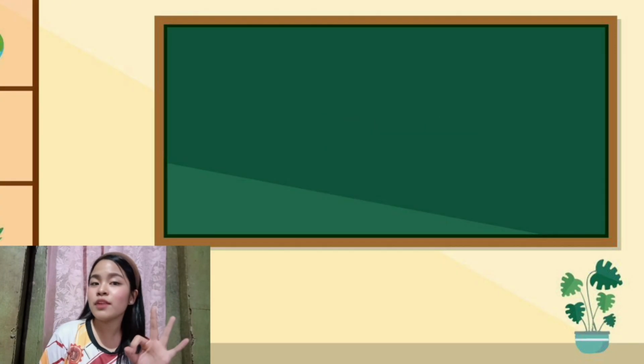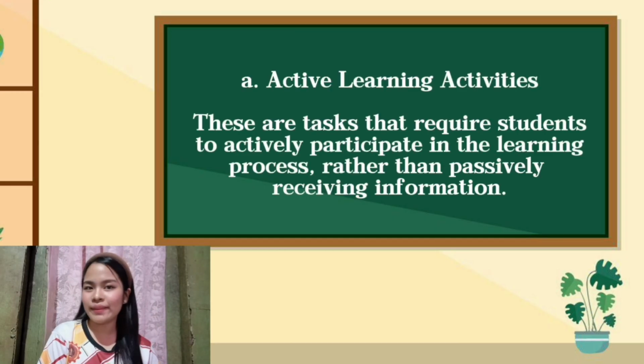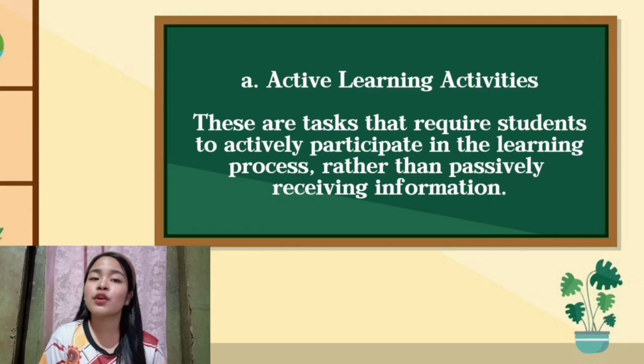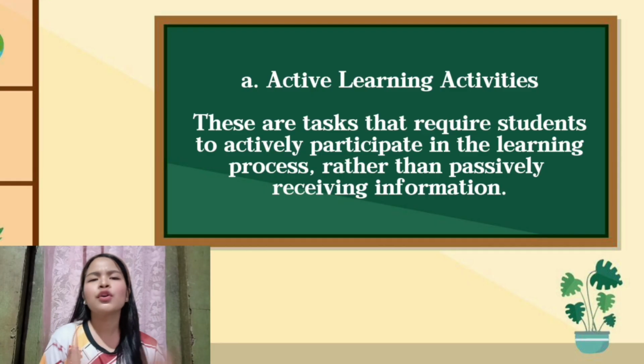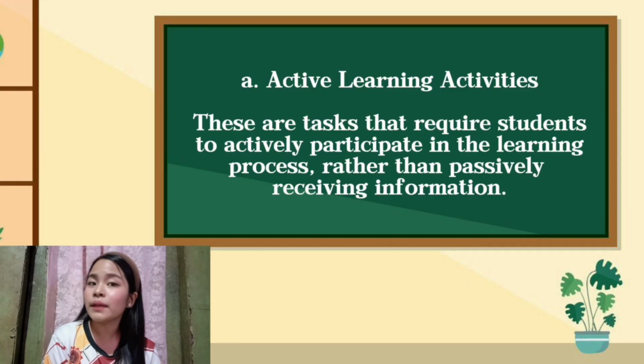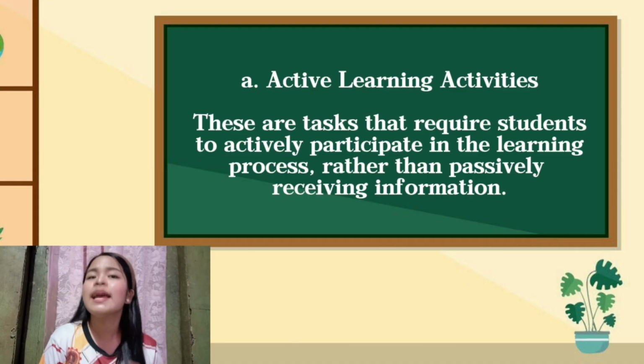Here are 3 major methods. Number 1, active learning activities. These are tasks that require students to actively participate in the learning process rather than passively receiving information. Examples: group discussions, role-playing, problem-solving tasks, and think, pair, share. The purpose of this is to help students engage deeply with content, think critically, and retain information better.